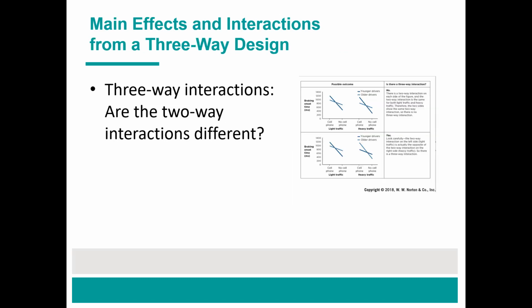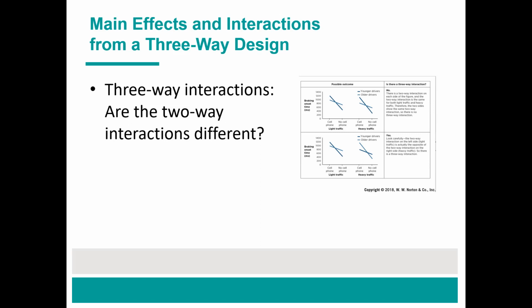Again, here we can look at the 2 graphs to determine if there is a 3-way interaction present. Once again, there is no 3-way interaction present in the top graph, since each 2-way interaction is the same. So although there are 2-way interactions present here, since they are the same at both levels of the third independent variable, then no 3-way interaction exists. However, we can see that there is a 3-way interaction present on the bottom graph. If you look closely, you can see that the 2-way interactions are actually opposite from one another in the bottom graph.